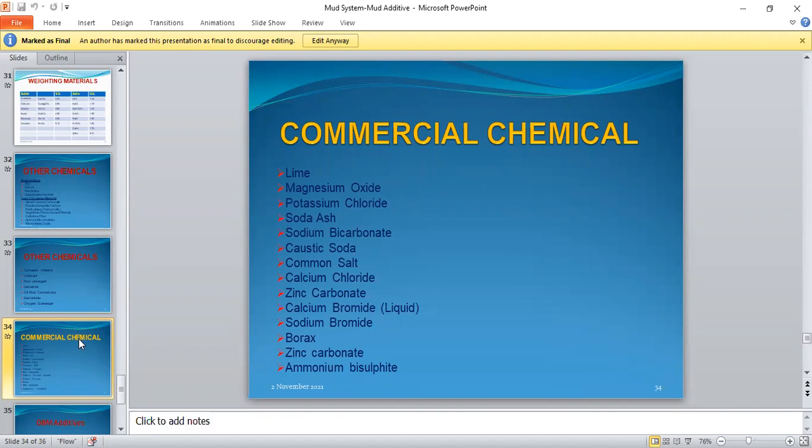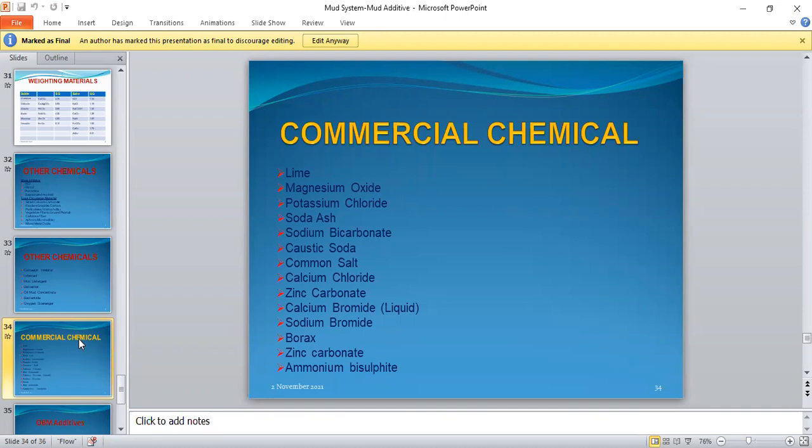One, lime, magnesium oxide. Lime is used for pH. We saw lime mud. Magnesium oxide is good for handling hydrogen sulfide. Potassium chloride is good for inhibition. Soda ash is good for treatment of hardness. You have calcium, you have magnesium in your mud, you have soda ash, it will take care of it. Sodium bicarbonate is used for treating cement. You have cement in your mud, you drill through cement or you case hole, cement is there, put sodium bicarbonate. It will take care of it.